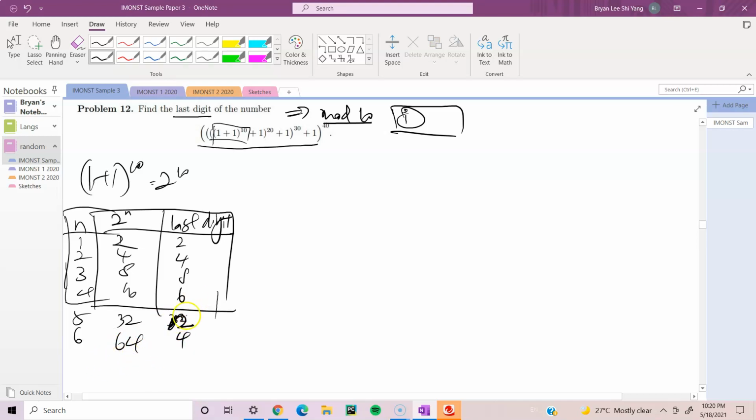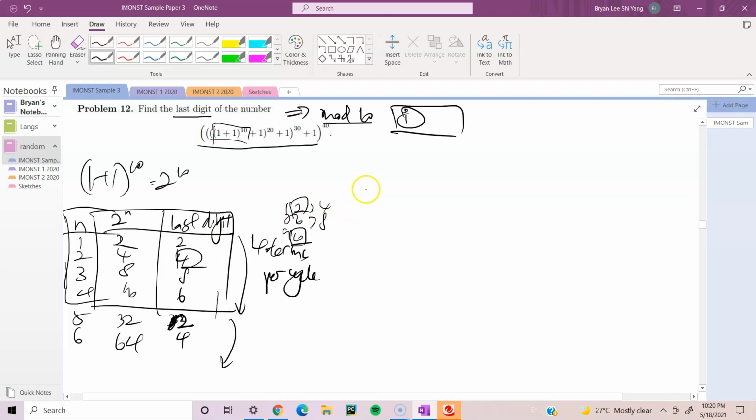Okay, so as you can see here, there has already been a cycle, right? So the next cycle will repeat the same. So there are 4 terms per cycle here, as we can see. So 1, 2, 3, 4, 5, 6, 7, 8, 9, 10. So 2 to the power of 10 will have the same last digit as 2 to the power of 2, which is 4.